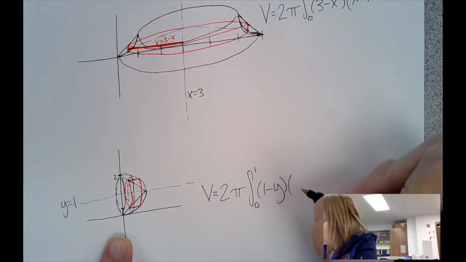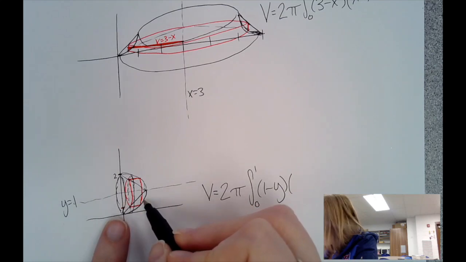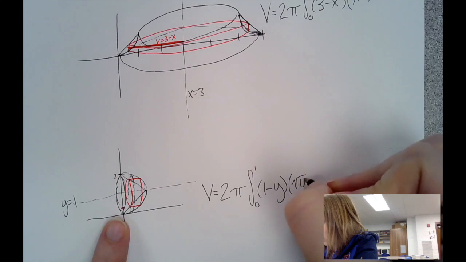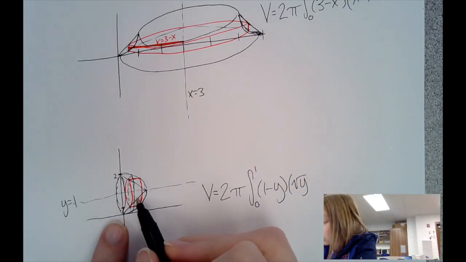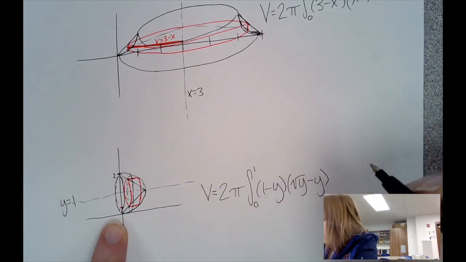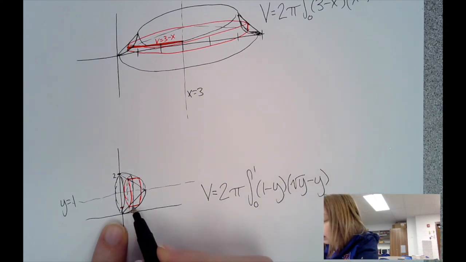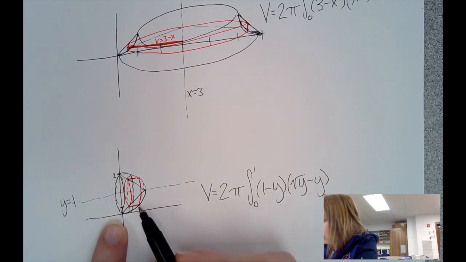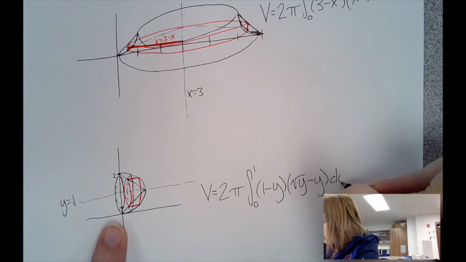And then our curve that's farthest away from the y-axis is that x squared, which we solved earlier to be the square root of y when we change it into our other variable. And the one that's closest to the y-axis is y equals x, or x equals y when we switch. So this is our radius. This is our height: the length from here to here is the square root of y take away y. That gives us this length right here. And then that's also dy.